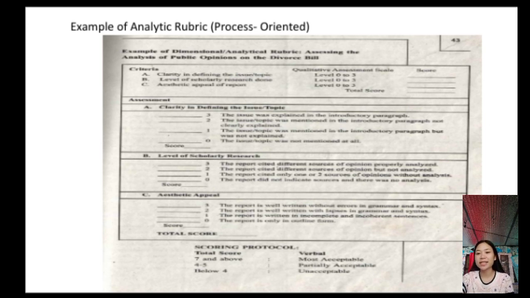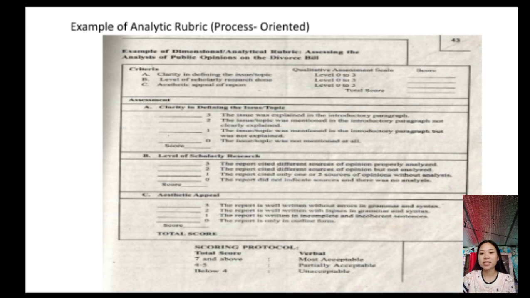So next we have aesthetic appeal. The student will get 3 points if the report is well written without errors in grammar and syntax. They will get 2 points if the report is well written with lapses in grammar and syntax, and 1 if the report is written in incomplete and incoherent sentences, and 0 if the report is only in outline form.